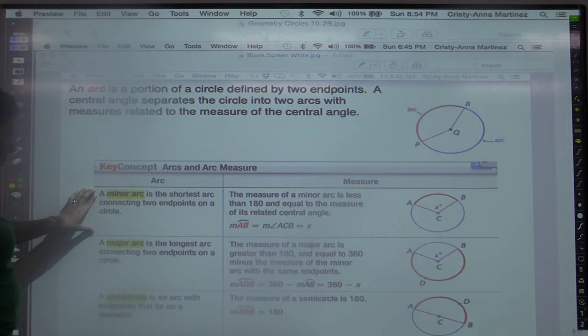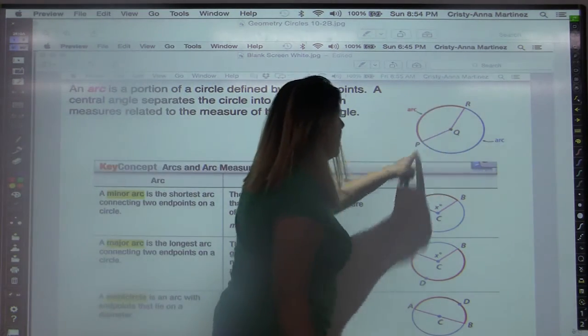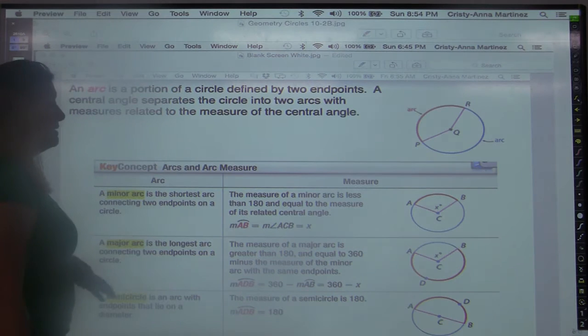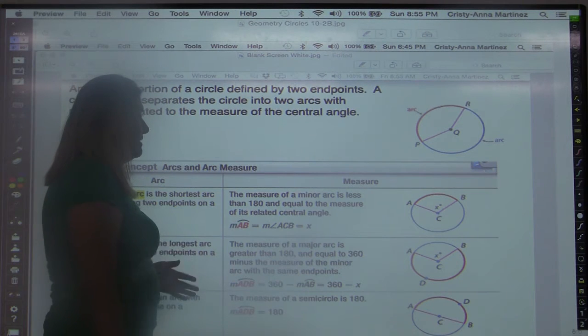Technically, a minor arc is the shortest arc connecting two endpoints on a circle. In this case, up here, it would be the red part because that's the shortest distance. A minor arc is always less than 180 degrees, and its measure is going to equal the same as the central angle.